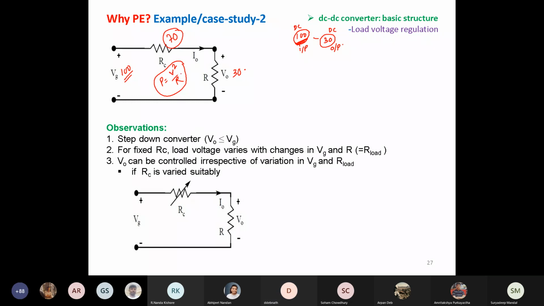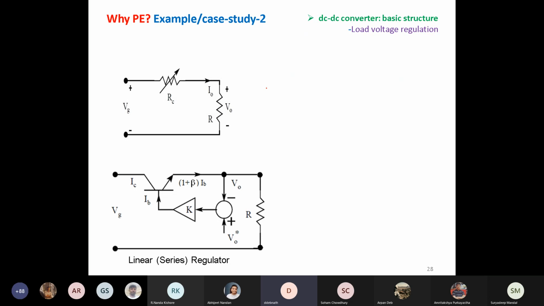Okay. And of course, by using a fixed resistor, you won't be able to control this voltage. To control this voltage, you have to vary this resistance value. It has to be a variable resistance. Okay. Another solution could be, so all this formula is very easy. You will spend some time. Another solution is using a BJT, okay, or transistor.